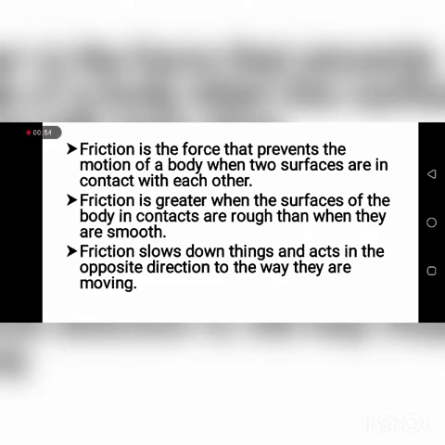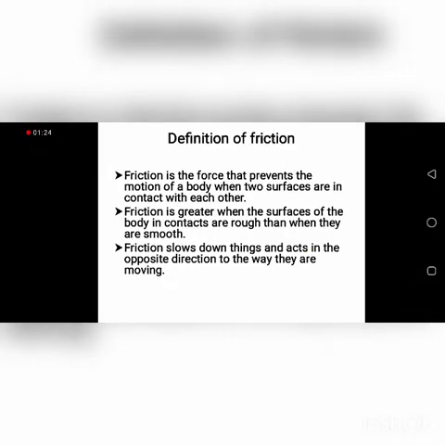If you place an object on the table, there is friction between the surface of the object and the surface of the table. That force is called frictional force. And if the surface is rough, friction is higher than when the surface is smooth. So the rougher the surface, the more the friction. If the surface is rough, friction will be high. But if the surface is smooth, friction will be low or reduced.